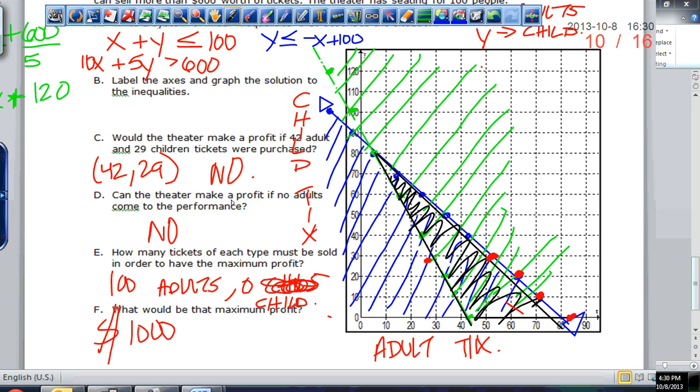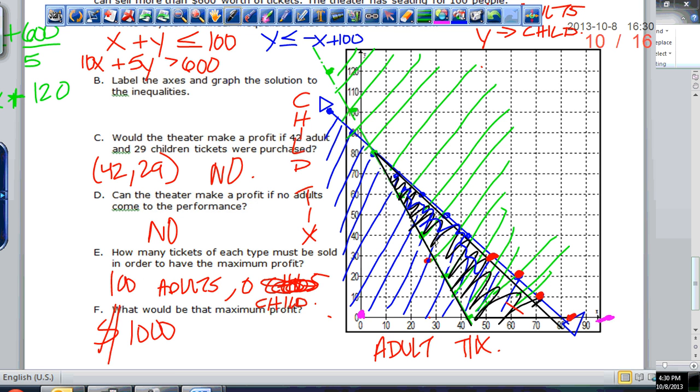Then C wants to know if 42 comma 29, if that point right there is in my solution. Obviously it's not. That's all this area right here. So the answer is no. Then next, it wants to know if there are no adults in the performance, so only kids, so 0 adults. Is this point in my little black triangle? No.